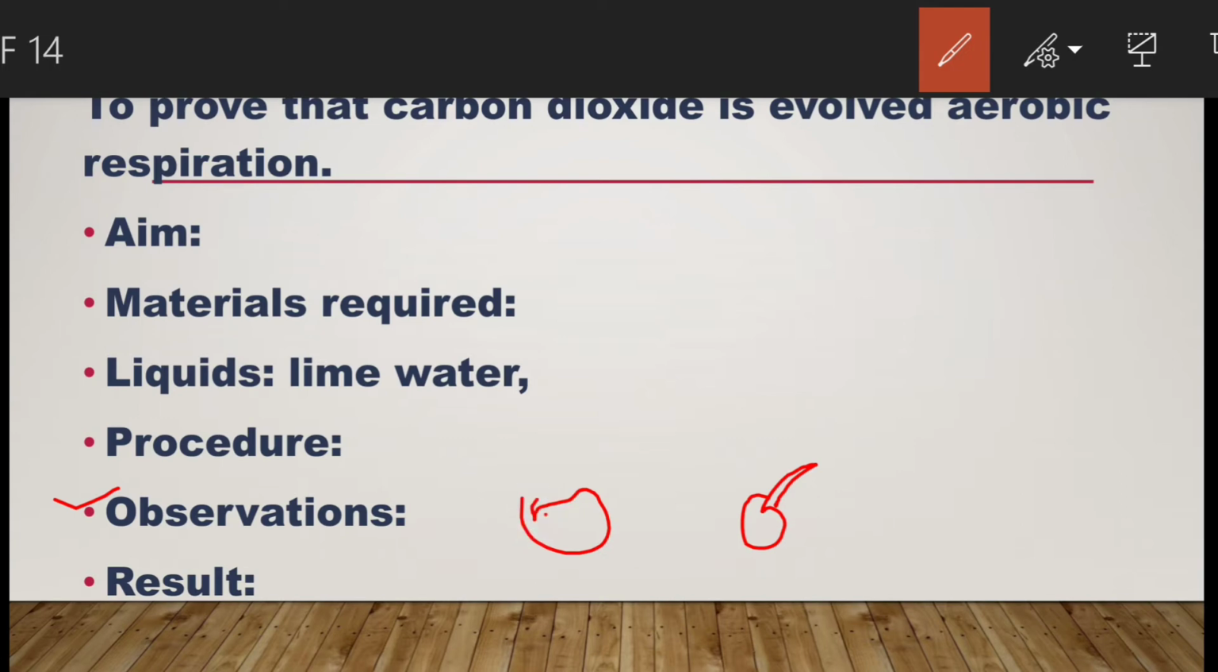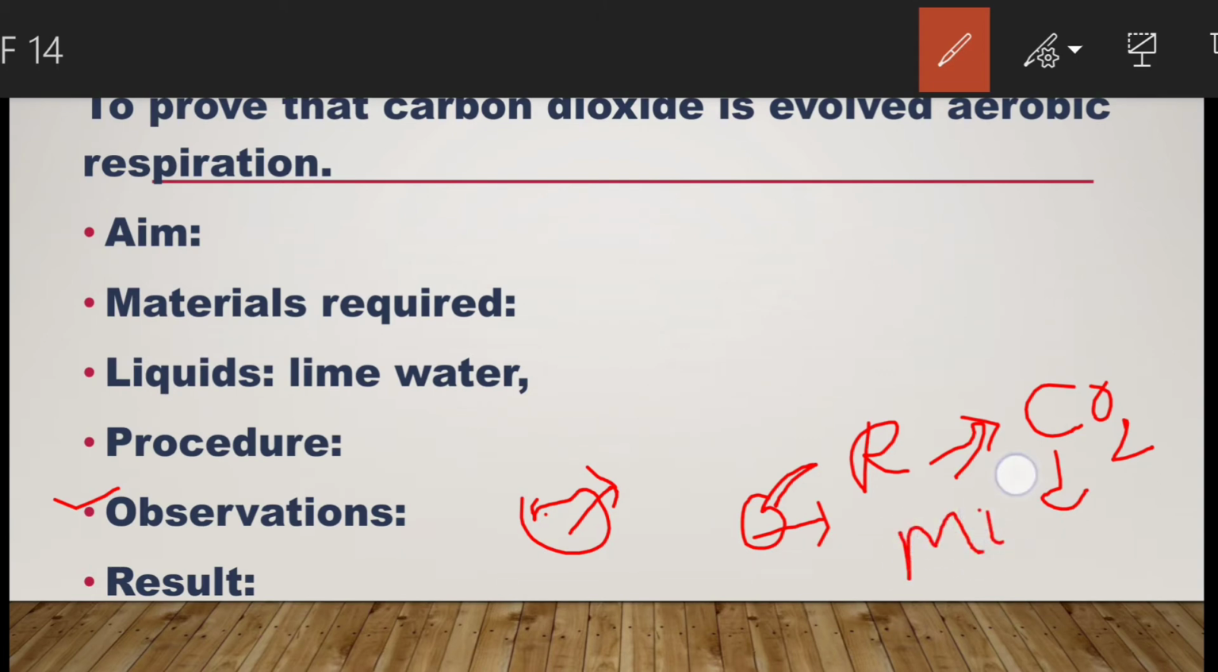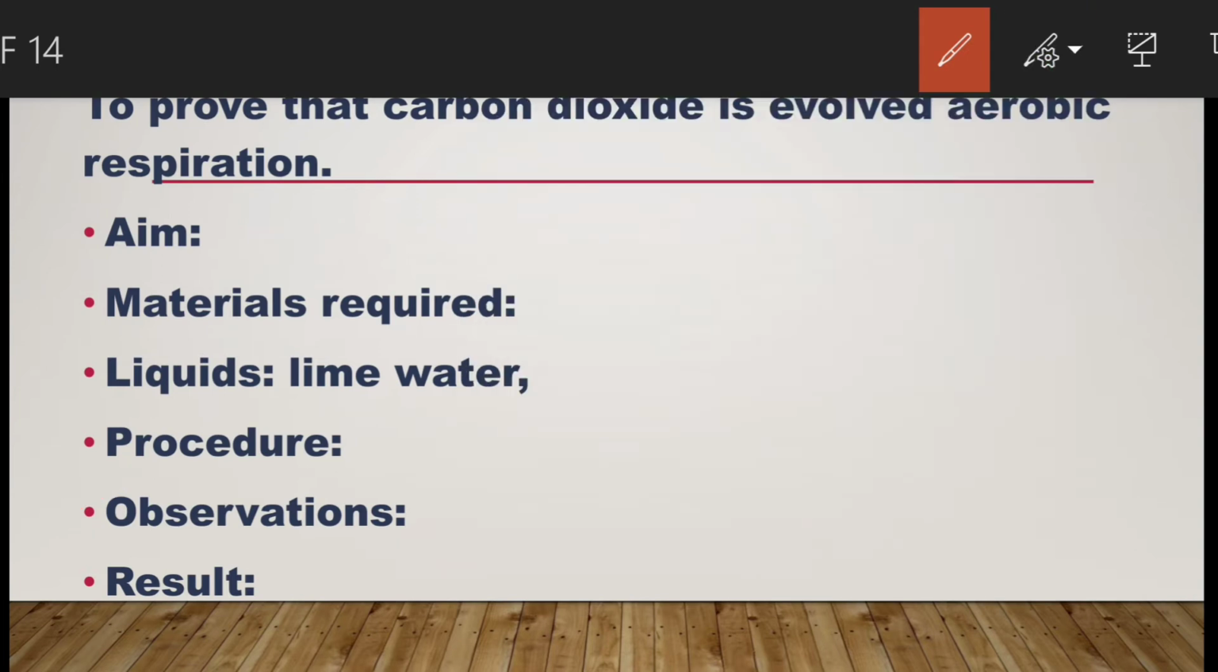In the dry seeds, the lime water did not show any change, because dry seeds do not have life and cannot perform respiration. But sprouted seeds have life, they can perform respiration, and in respiration carbon dioxide is produced. By this carbon dioxide, the lime water turns milky white. Whenever we use lime water in these experiments, it proves whether carbon dioxide is produced or not.